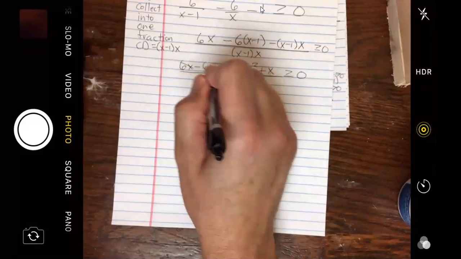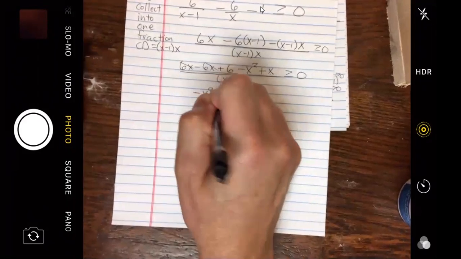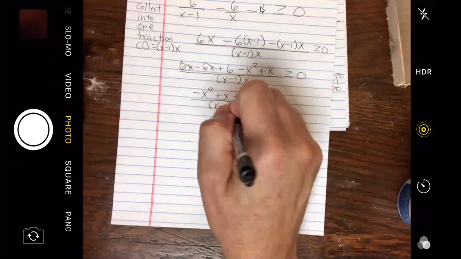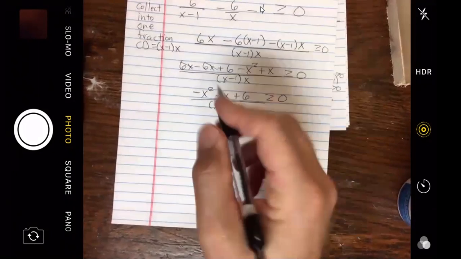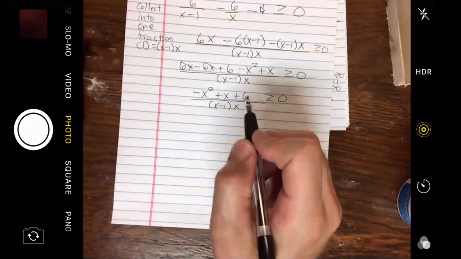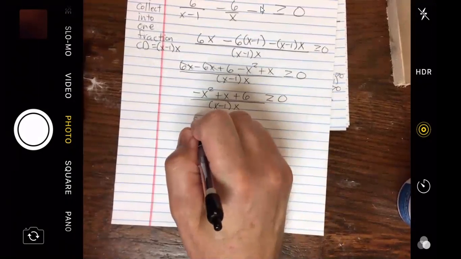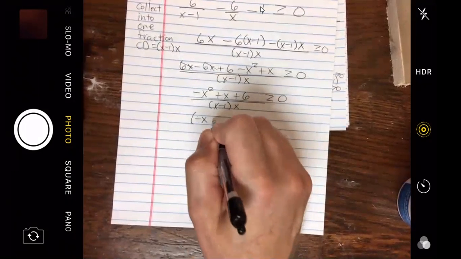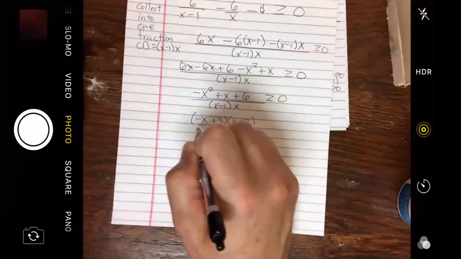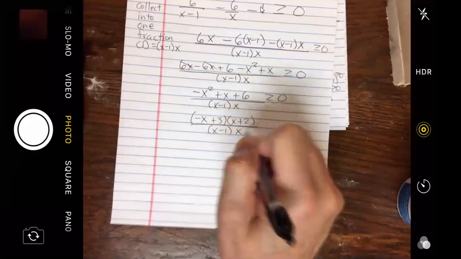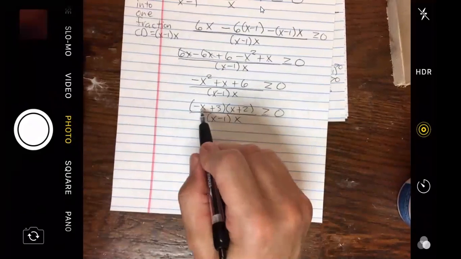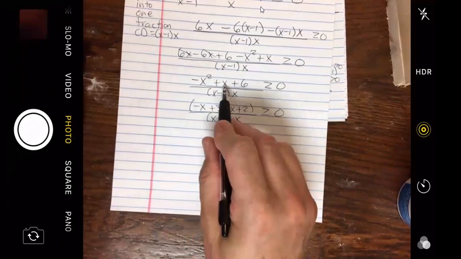The 6x's are going to cancel there, and you're going to wind up with negative x squared, add x, and add 6, over x minus 1 with an x. This is going to be a little tougher factoring. If you put a negative out front, you might see it better. How about a negative x add 3 and x add 2 maybe, over x minus 1 with an x? Negative x squared, you get a negative 2x, plus 3x is 1x, and a plus 6.